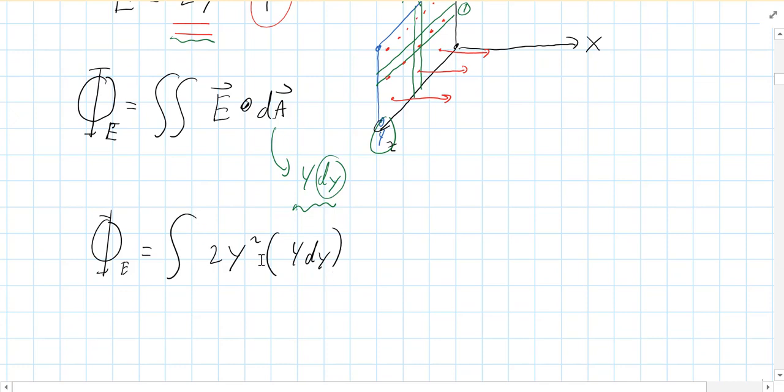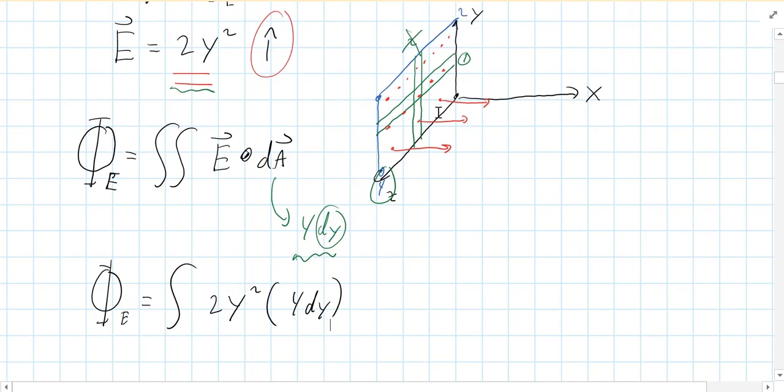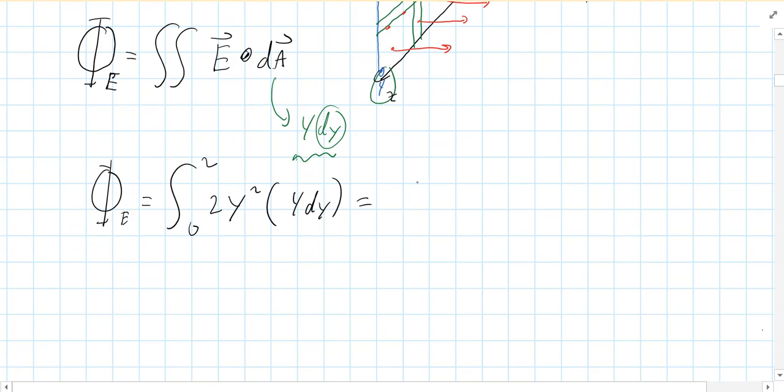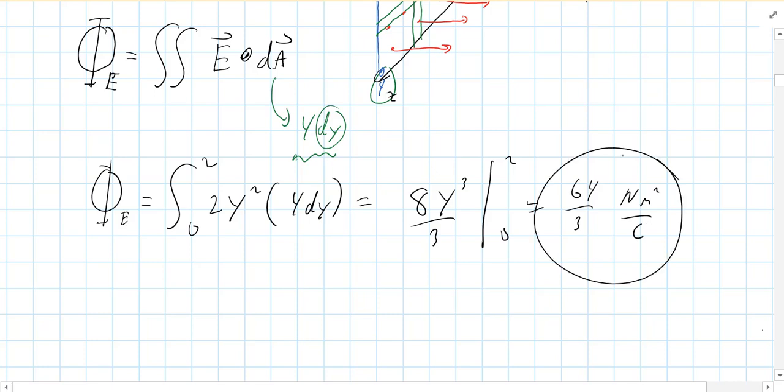The last thing is we need our limits. What does y vary from? For our rectangle, y varies from 0 to 2. So those are the limits that you're going to put. You end up with 2 times 4 is 8. The integral of y squared is y cubed over 3, and we're going to evaluate that from 0 to 2. If you plug in 2, 2 cubed is 8. 8 times 8 is 64. You get 64 over 3 minus 0. And that's your answer, in Newton meters squared per Coulomb. So that is your electric flux passing through that surface.